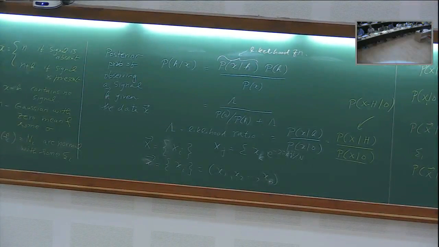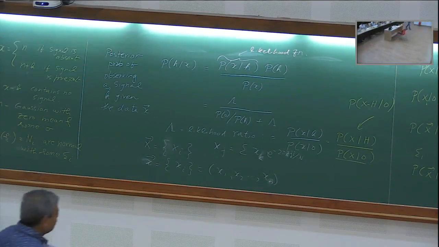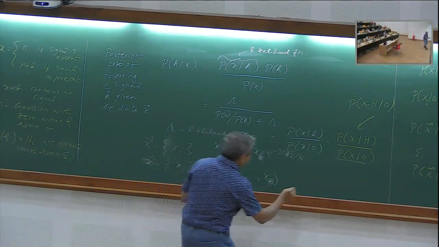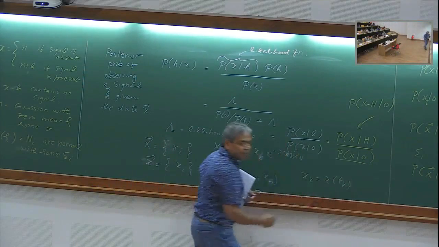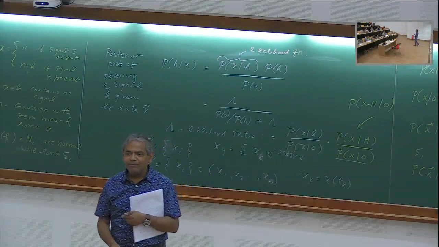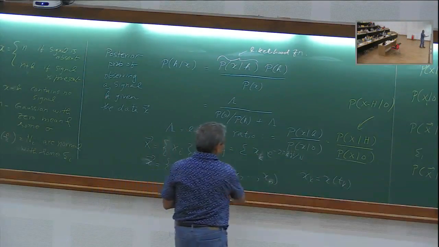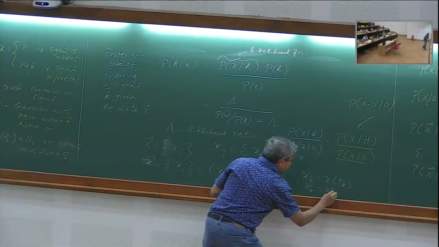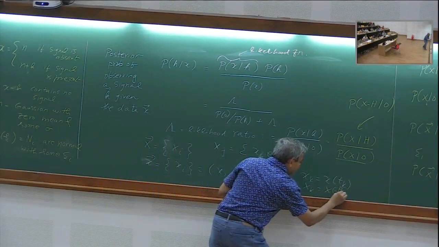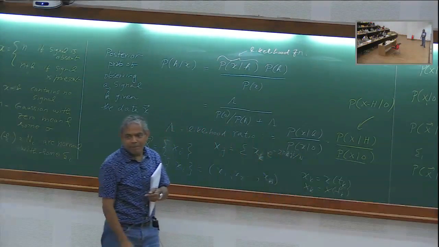No. These are the data samples at different times. X1, X2, X3 is the data at different times. I think we did this yesterday. I said xk was x at tk. And so this capital Xk is x at frequency fk. Okay?